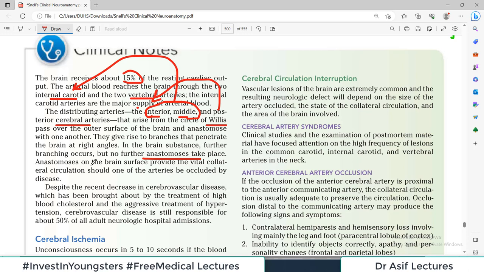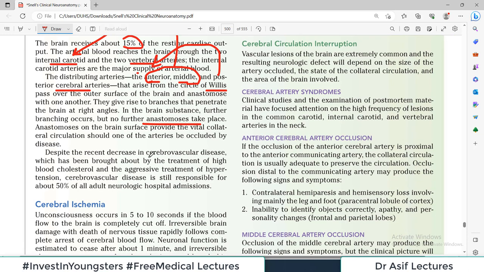Okay. Now, anastomosis on the brain surface provides the vital collateral circulation should one of the arteries be occluded by disease. So, agar koi artery block ho rahi hai, there is very good anastomosis. Pura circle of Willis humne padh liya upar. So, usually, koi bhi part of the brain is not devoid unless there is a major blockage.